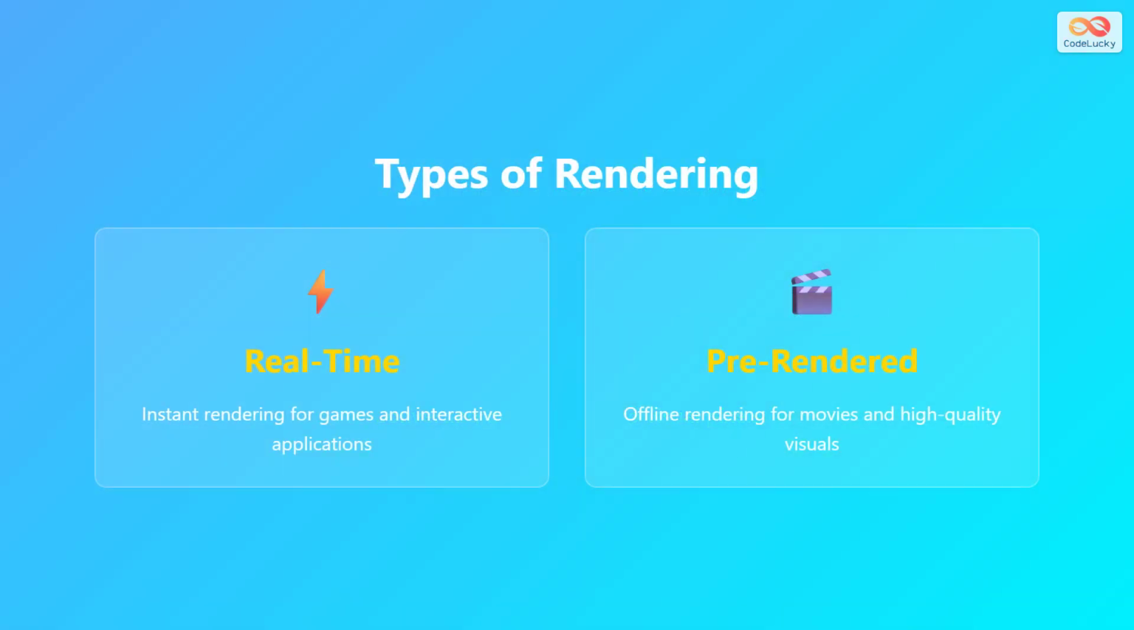There are two main types of rendering. Real-time rendering provides instant results and is used in games and interactive applications where images must be generated on the fly as you play or interact. Pre-rendered content, on the other hand, is used for movies and high-quality visuals where the computer can take minutes or even hours to create each frame, resulting in much higher quality output.